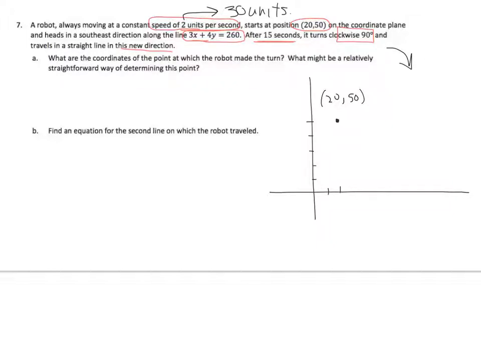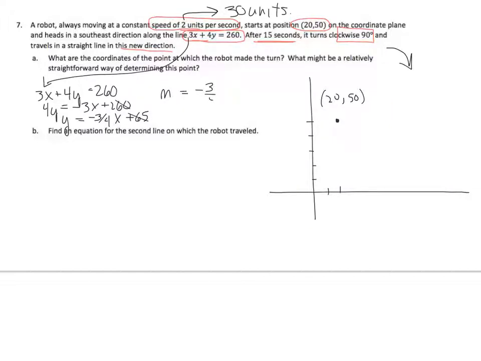What is our slope of this line? I have 3x plus 4y equals 260. I'm going to subtract 3x from both sides. 4y equals negative 3x plus 260. Divide everything by 4. Y equals negative 3/4 x plus 65. I don't really care much about the 65. I know that my slope is negative 3/4.